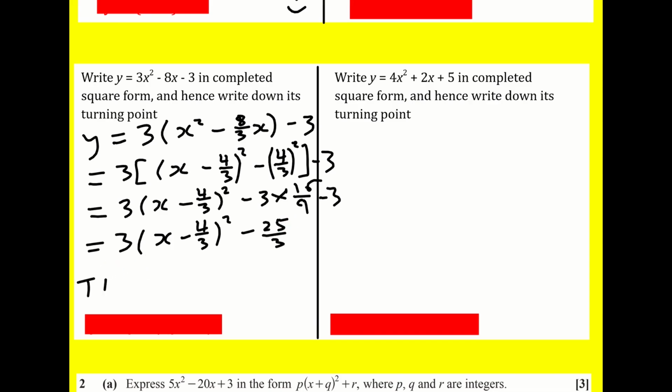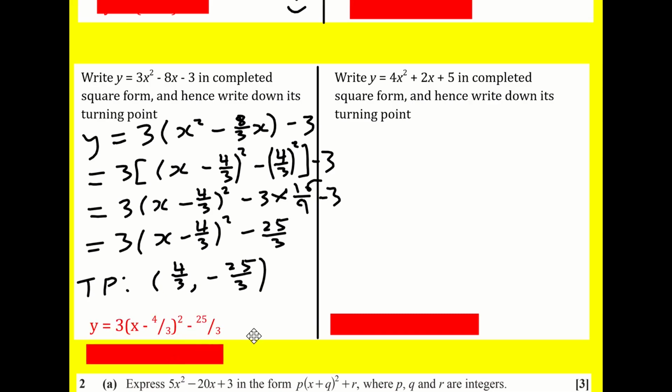And then the turning point is going to be, this is a happy quadratic again, so it's going to be a minimum, 4 over 3 minus 25 over 3. Let's just check my answer agrees with the one here. Okay, nice one. Try this one yourself. It's going to be another fractional one. It's arguably slightly less awkward because there's not 3s and 9s going on. Okay, take out the 4. This time it's going to be a half x.